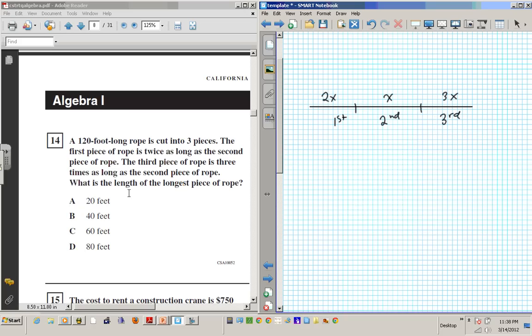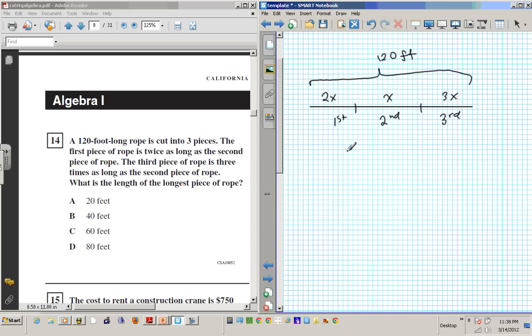It says, what is the length of the longest piece? So which one is longer? We're going to find x first and then determine the longest one, okay? So if the entire length is 120, that means if I add all 3 together, the entire length of my rope is going to be 120.